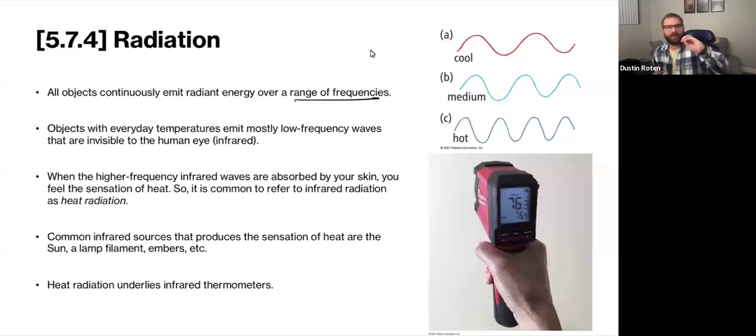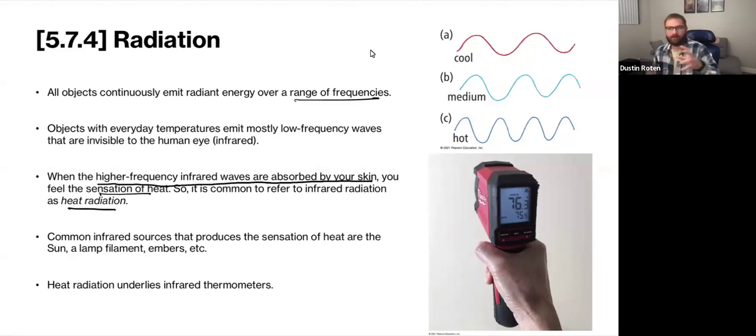So objects with everyday temperatures emit mostly low frequency waves. We saw that with the Earth emitting infrared radiation, essentially emitting heat. We're emitting just regular old infrared radiation, but if we take in higher frequency infrared waves, and those are absorbed by our skin, well, that's what you detect as heat. That's the sensation of heat. And a lot of times we'll call this infrared radiation just heat radiation.